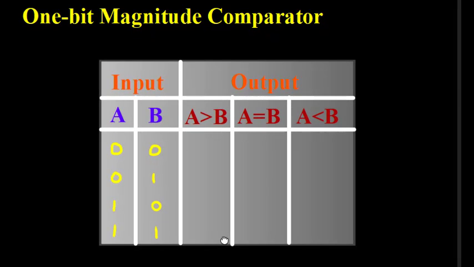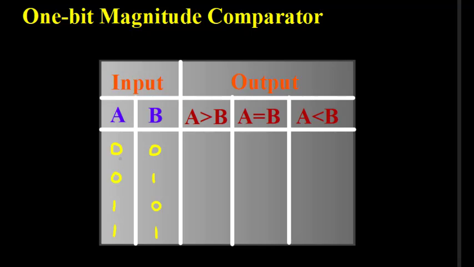Now next we see the designing of a 1-bit magnitude comparator. So this is the truth table. In a 1-bit magnitude comparator, we have two 1-bit numbers, A and B, and we want to compare their magnitudes. Because we have two inputs, there are 4 combinations.